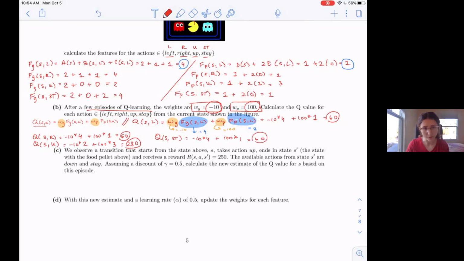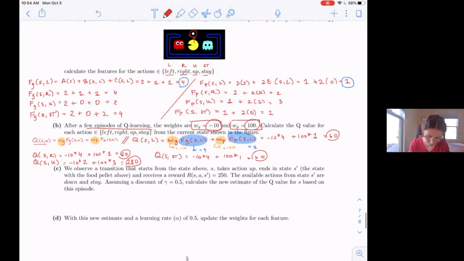All right, we observe a transition that starts from the state above, so Pac-Man being right here, it takes the action upwards, ends up in state S prime, and it receives the reward of 250. The available actions from state S prime are going to be to stay there or to choose to go downwards. If we assume a discount of 0.5, we want to calculate the new estimate of the Q value based on this episode. So how are we going to do this? Well, what we want to do is write out our Q function here.